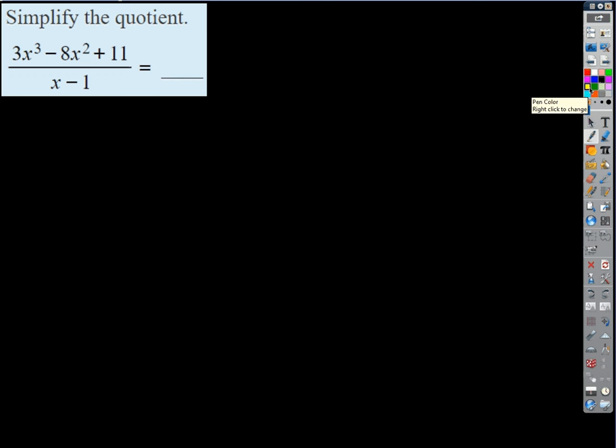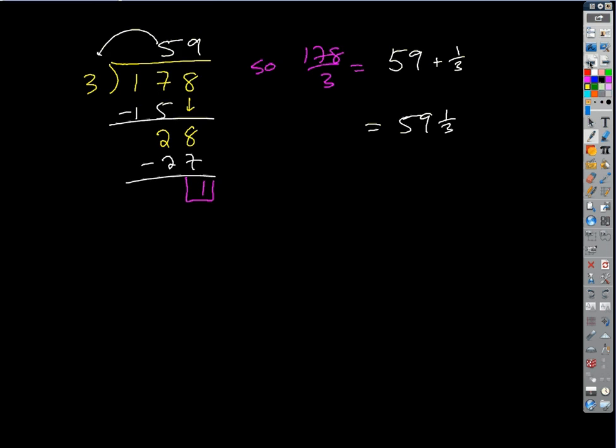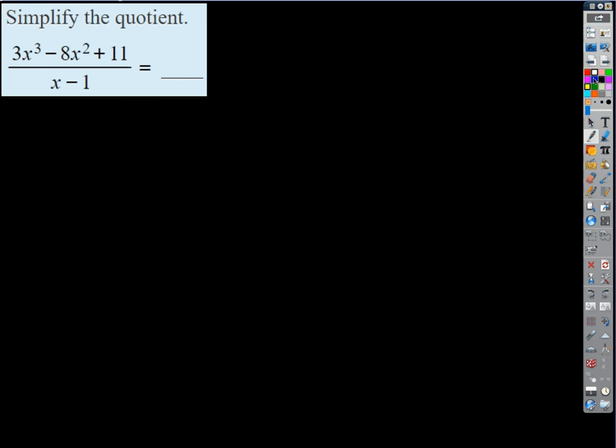No, the denominator goes out front, doesn't it? If we look at that last example, the 3 goes out front, right? The numerator goes inside. And so then we've got x minus 1 out front, right? And the numerator goes inside, right?